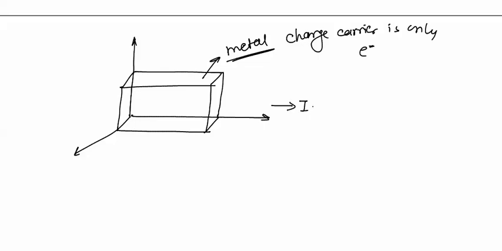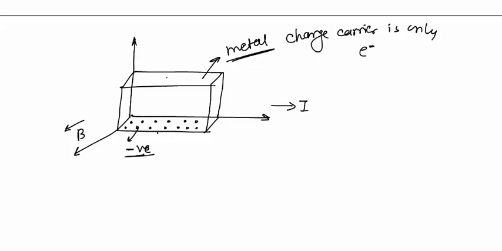Now we will place a metal here. This is metal. In metal, charge carrier is only electron. There are no holes in case of metal. If current is flowing in this direction, and magnetic field is applied in this direction, then the negatively charged carriers in the metal will experience a force in the downward direction, and these electrons will settle on the downward surface of the material.